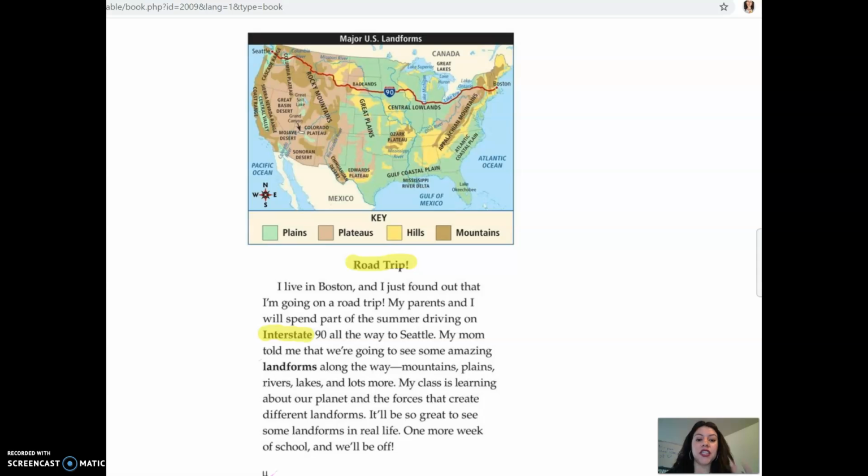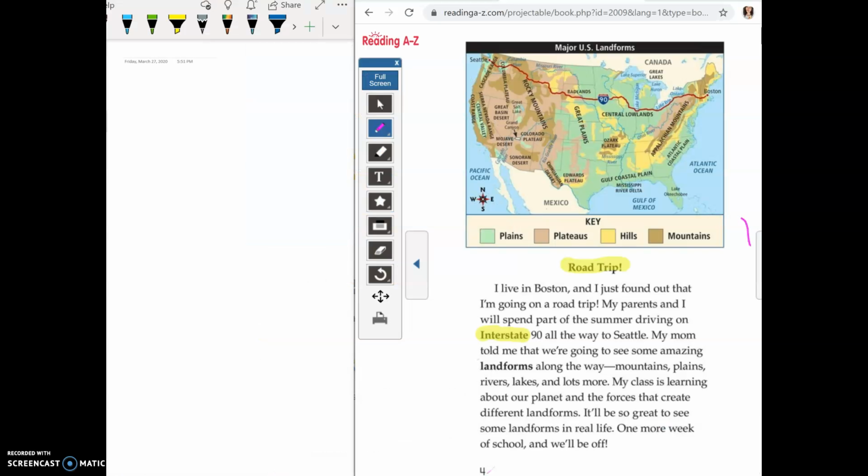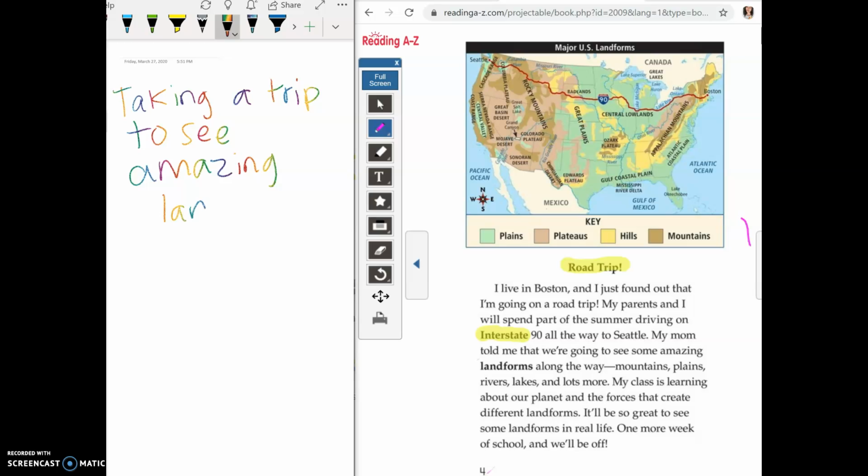So now I'm going to use that information that I just read and we are going to create the main idea. Well, I know that the main idea of this passage is that this person is going to take a trip to see some amazing landforms, right? So let's do that at this time. Okay, so the main idea is that we are taking a trip to see amazing landforms.